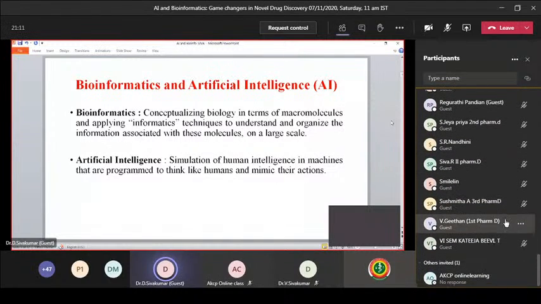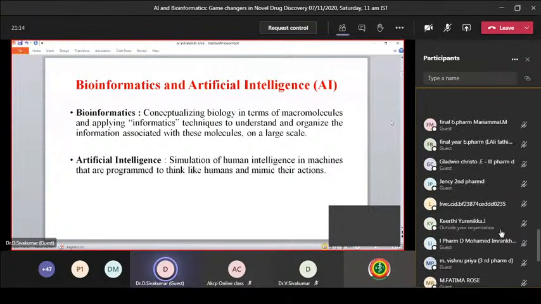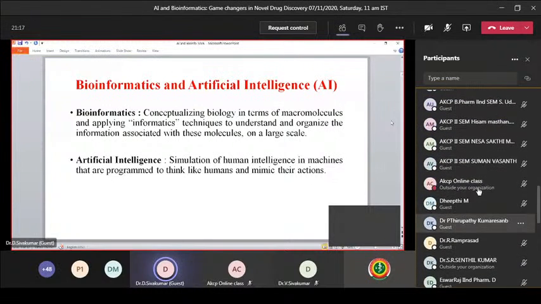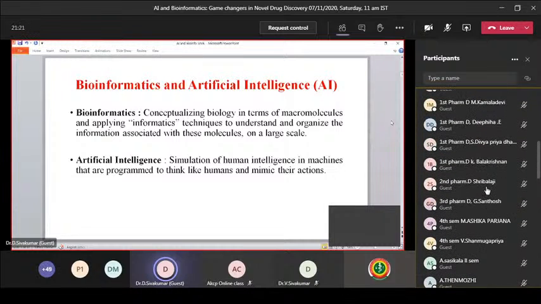Then artificial intelligence is one of the growing fields and everybody is talking about it, and it's everywhere. Starting from your phone, your computer, your day-to-day life, your Alexa, and everything, right? Now you can see artificial intelligence everywhere in and around you. You cannot skip it. So it also plays an important role in drug discovery. In general, it is simulating human intelligence in machines that are programmed to think like humans and mimic their actions.